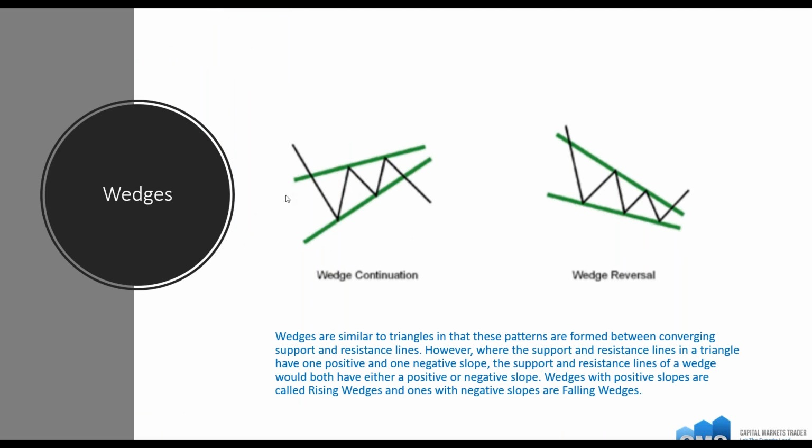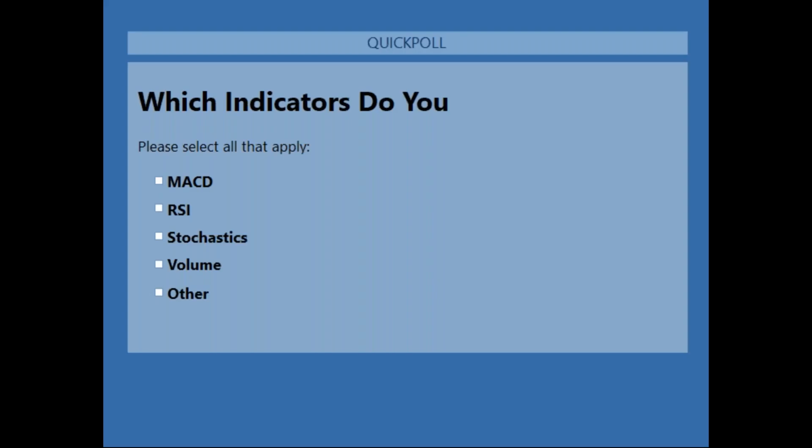However, where the support and resistance lines in a triangle have one positive and one negative slope, the support and resistance lines of a wedge would have either a positive or a negative slope. Wedges with positive slopes are called rising wedges, and the ones with negative slopes are called falling wedges. And again, this is just one sector of study that we call technical analysis.